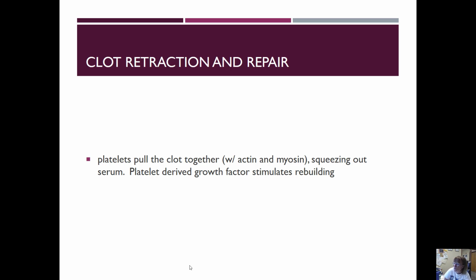Platelet-derived growth factors will stimulate the rebuilding of the epithelium. It's really important with epithelium. You have a scaffolding on which to build, and so by having that clot present, it does allow the epithelial cells or the endothelial cells to grow back, and then repair of the rest of the vessel occurs. But without that clot, it's really difficult for the repair to happen.